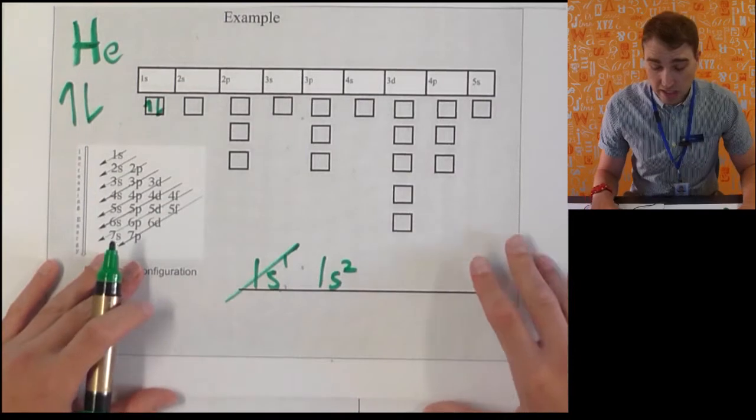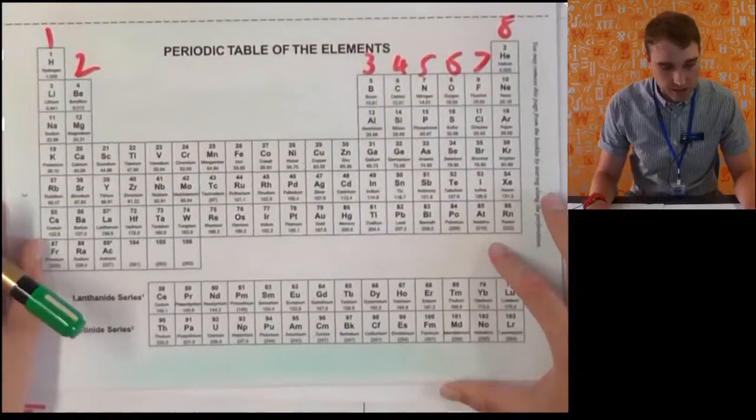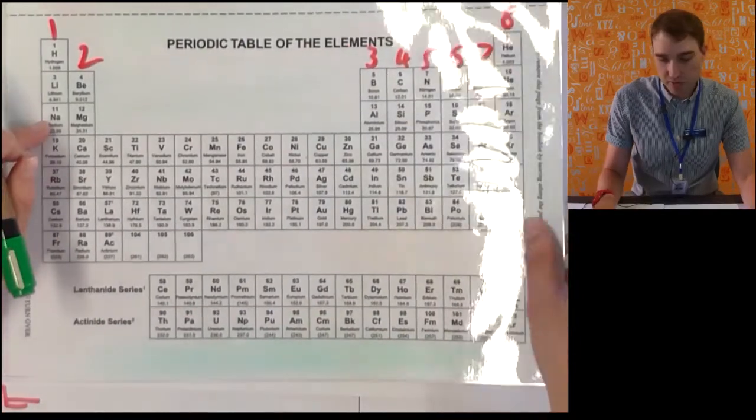We'll make it more complicated now. So from there, let's do an example that's a bit more complicated. Let's do something like sodium. So sodium is number 11.